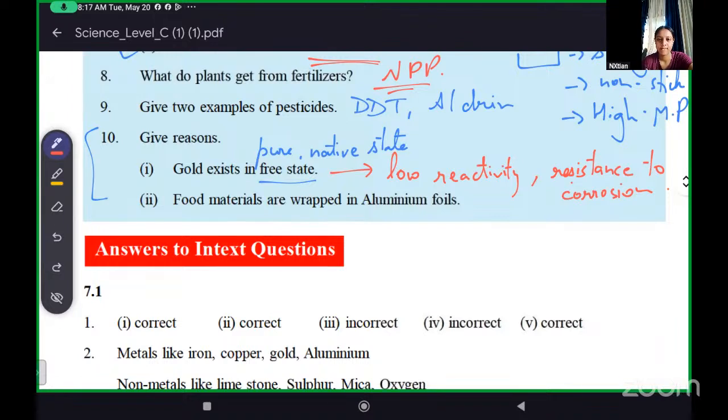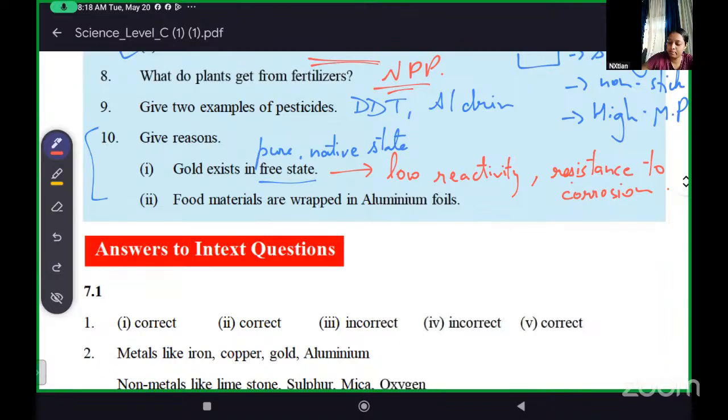Yes, ma'am. Okay. Then food materials are wrapped in aluminium foils. Can you give the reason? Ma'am, because aluminum foil is metal, and metal is a conductor of heat, so when you wrap it in aluminum, it keeps the heat, so the food stays hot or warm for longer. Yes, that is true, Emma. That's right. They are good conductors of heat, so they allow for heating, and the food remains hot.